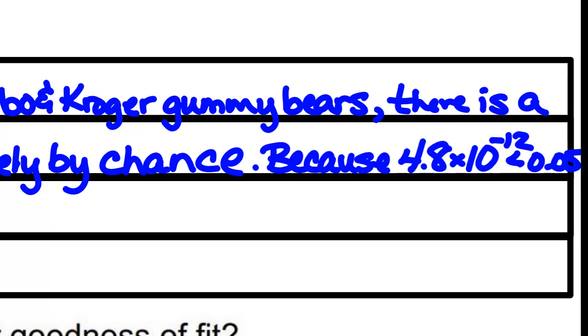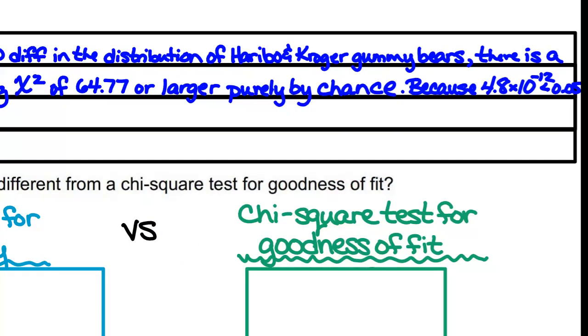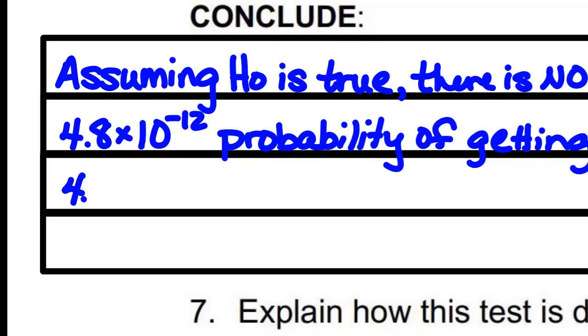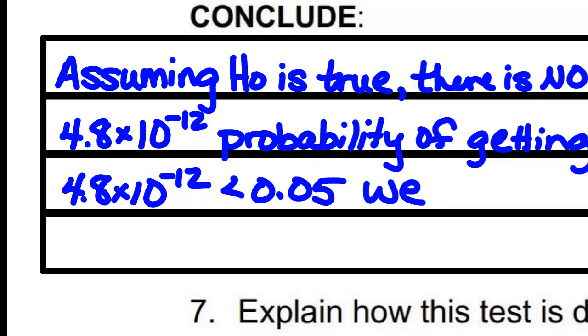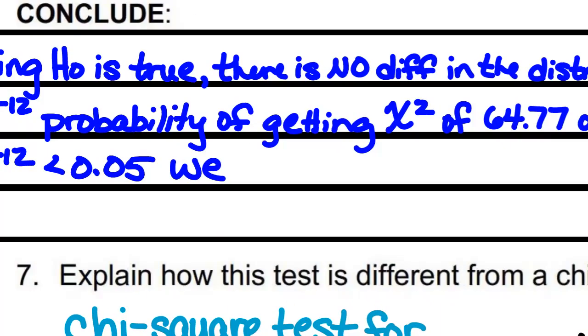Ran out of room on my screen. I'm going to bump that down to the next line because I can't see that at all. 4.8 times 10 to the negative 12 is less than 0.05. We what? We reject the H0.